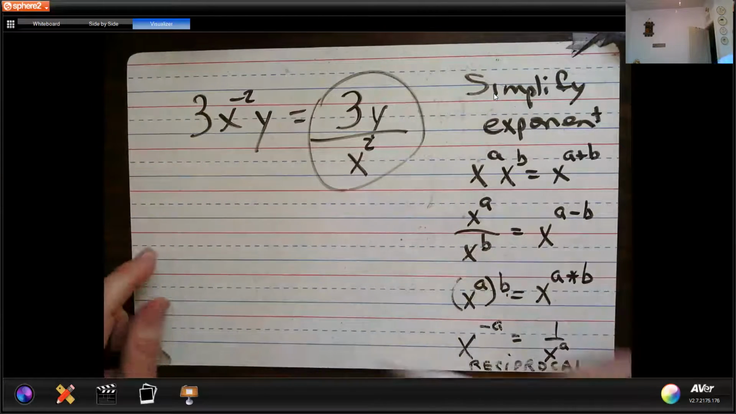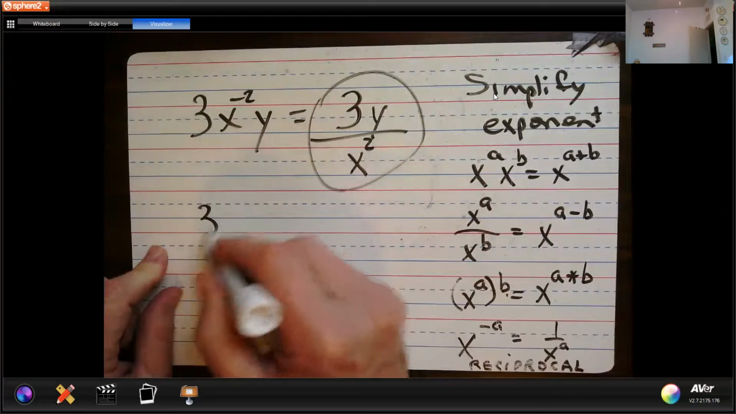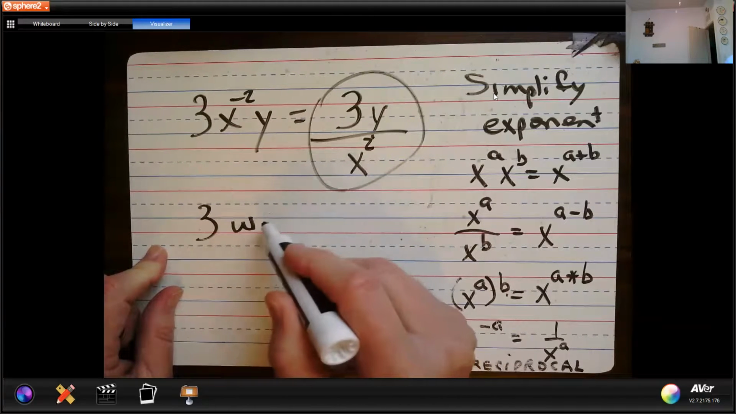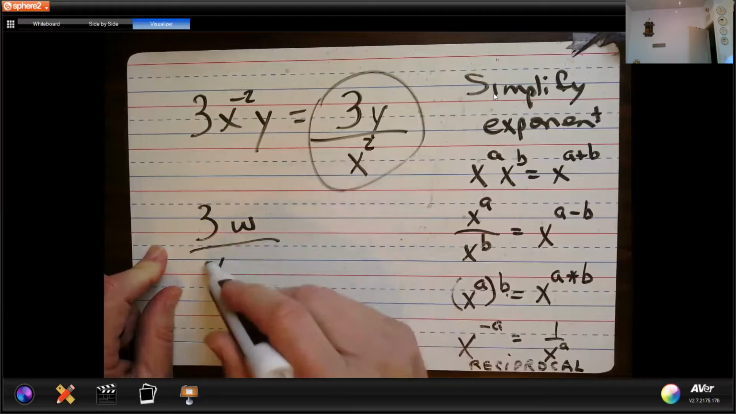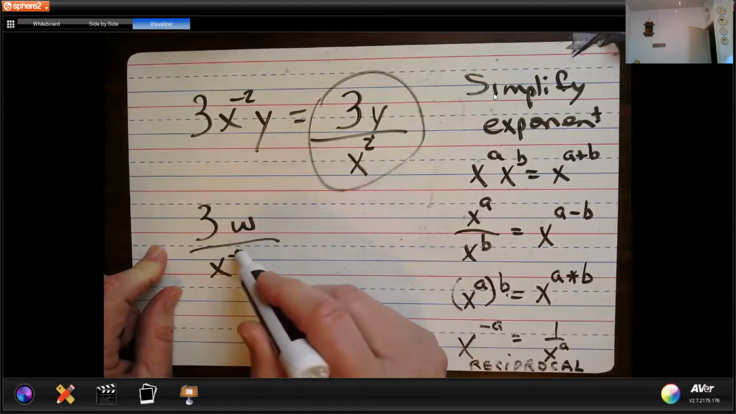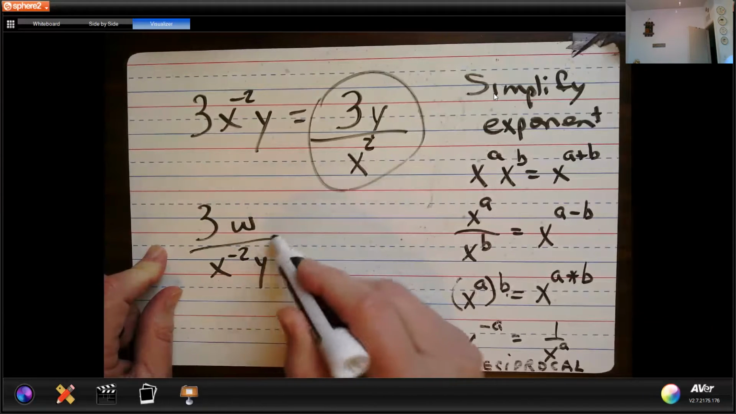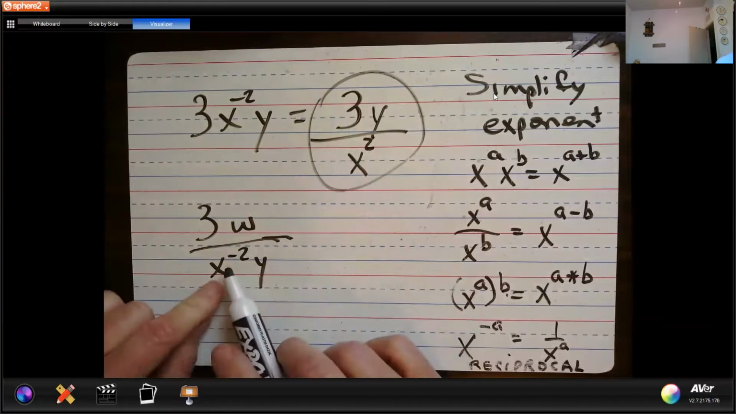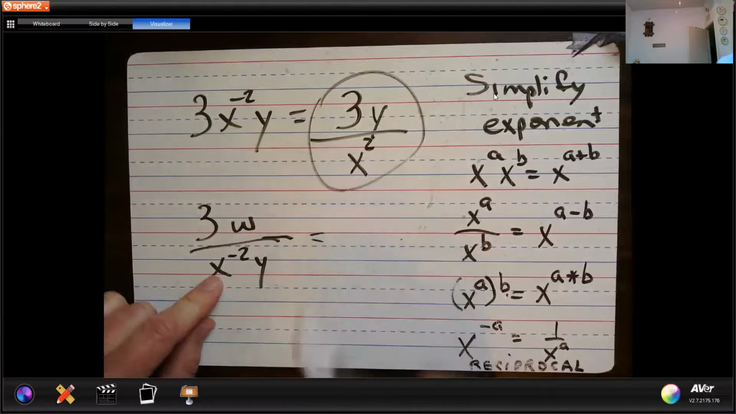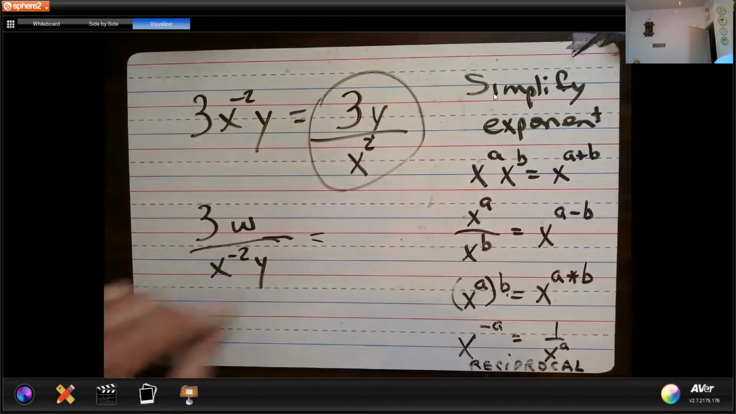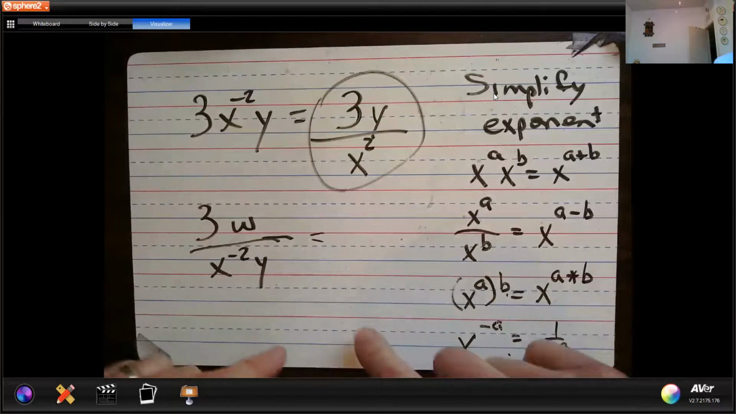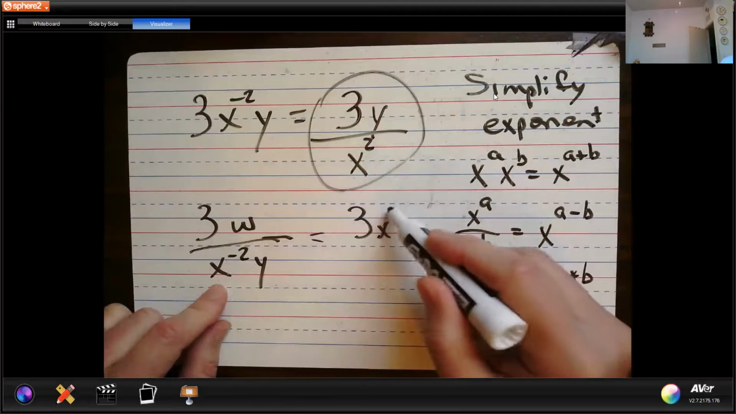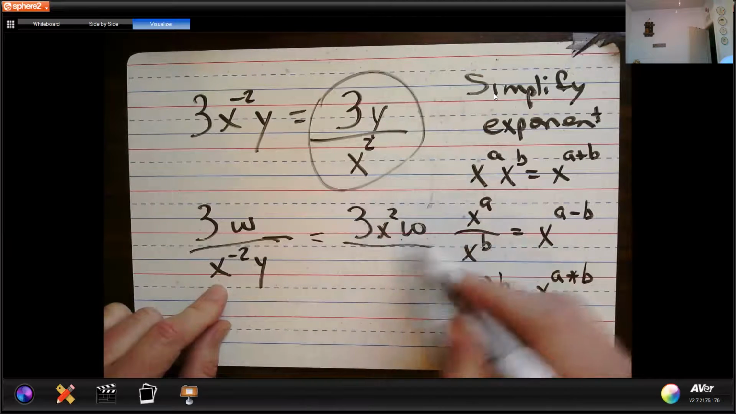How about that, huh? What if we had something like this? 3w and x to the negative 2 over y. Uh-oh, what does that mean? Well, the negative just means reciprocal. So if it's on the bottom of the fraction, that means it moves to the top. So this is going to be 3x squared w divided by y.